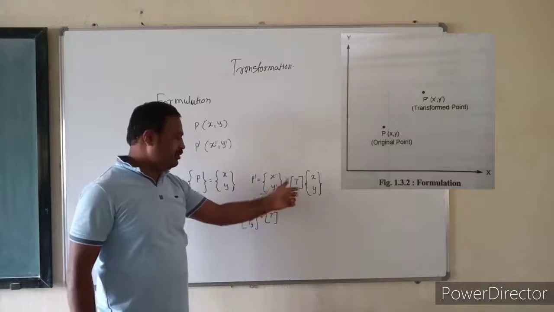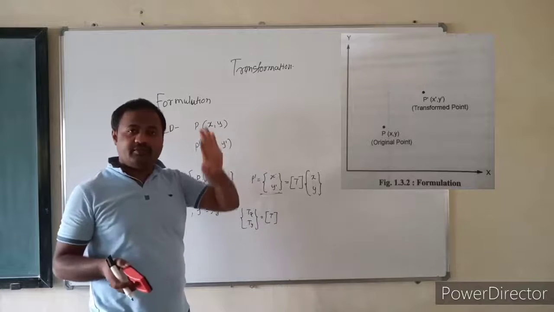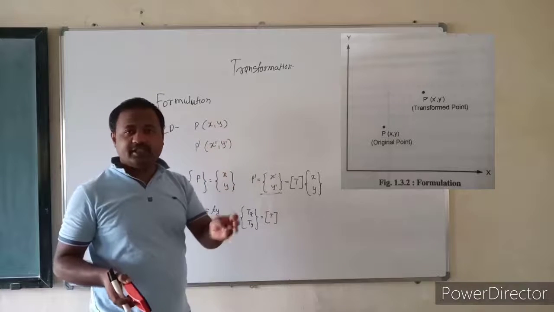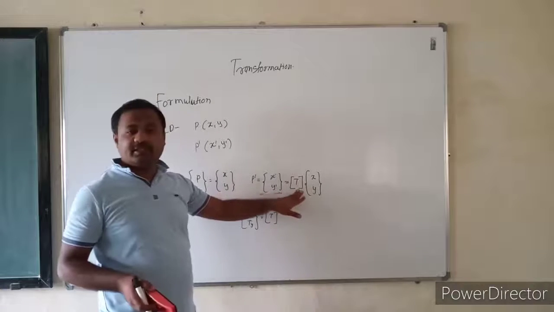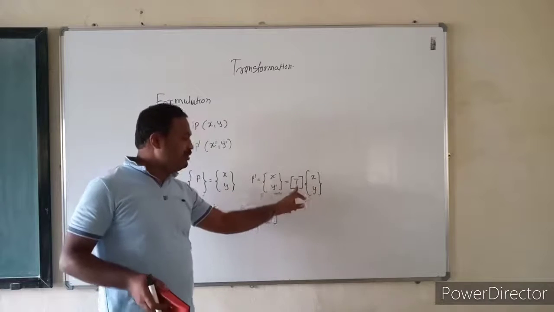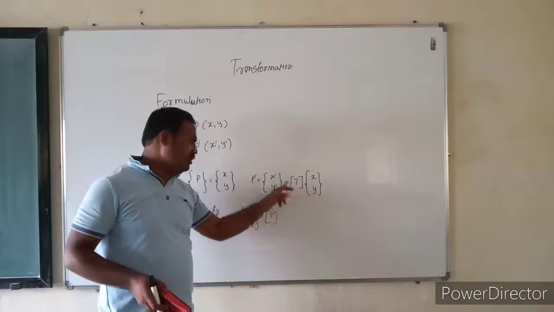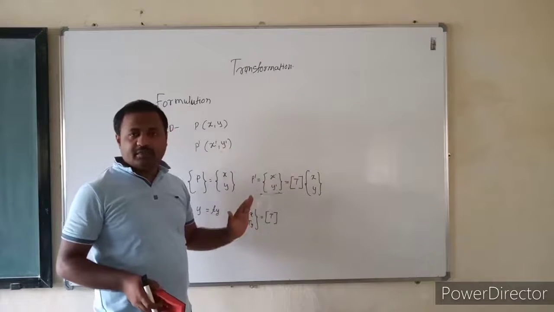Formulation of transformation means, in any transformation, and transformation has types: rotation, scaling, mirror. In any transformation, a transformation matrix is there, and by multiplication of the original matrix with the transformation matrix, you get the value for the new coordinates. Okay, next.